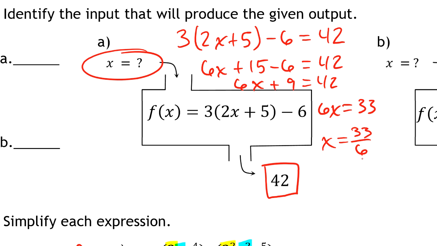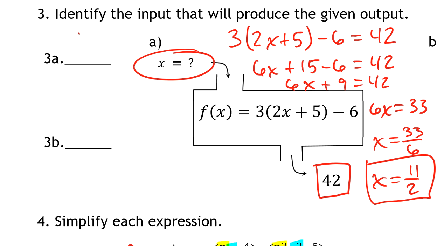And that's fine if you write that down and leave it as the answer. It turns out that both of those are divisible by 3. There's a giant 1 there, so you can rewrite this, dividing both by 3, as 11 halves, right? So 11 halves is the answer for A.